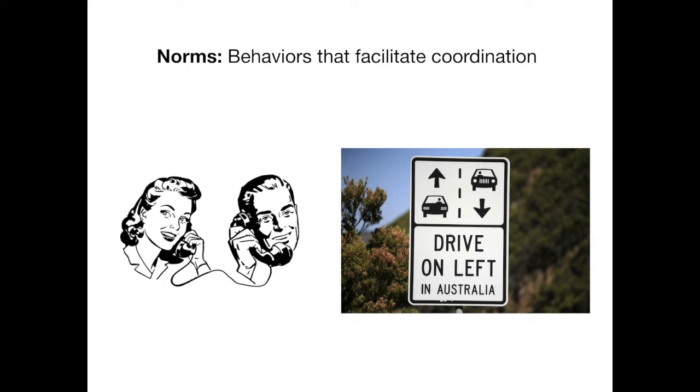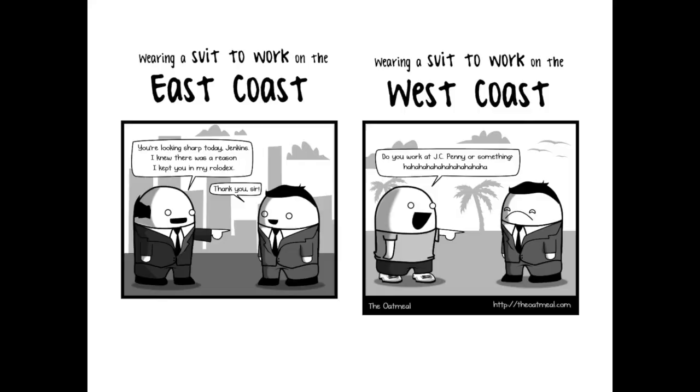So throughout this, I'll use the word norm to indicate behaviors that facilitate coordination. Now, the word norm is used a few different ways in the social sciences, but here, I'll use it this way to connote behaviors that facilitate coordination. Norms differ from one population to another, and they can also appear to be fairly arbitrary. In this unit, we'll focus on the spread of norms.